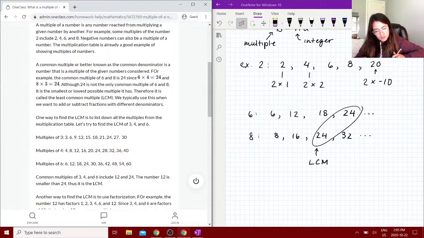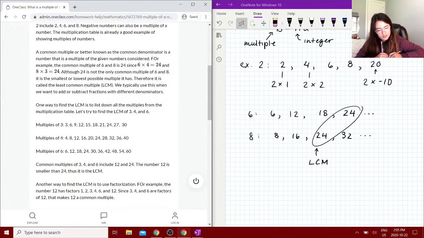So I'll just keep reading the solution here. For example, a common multiple of 6 and 8 is 24. Yes, we know that 6 times 4 is 24 and 8 times 3 is 24. So it's not the only common multiple, but it is the smallest, as I said.